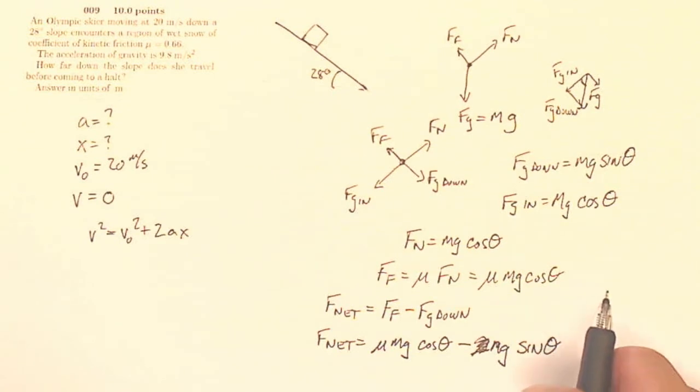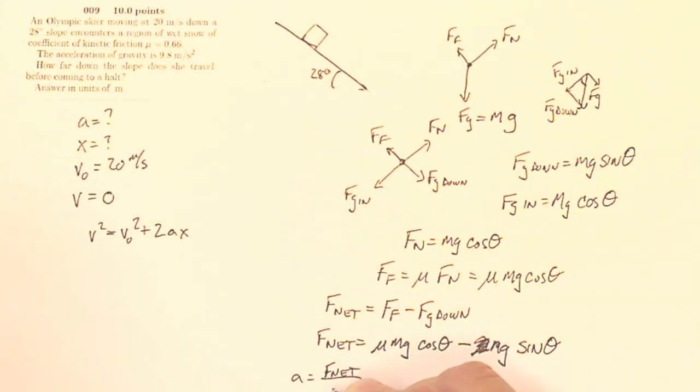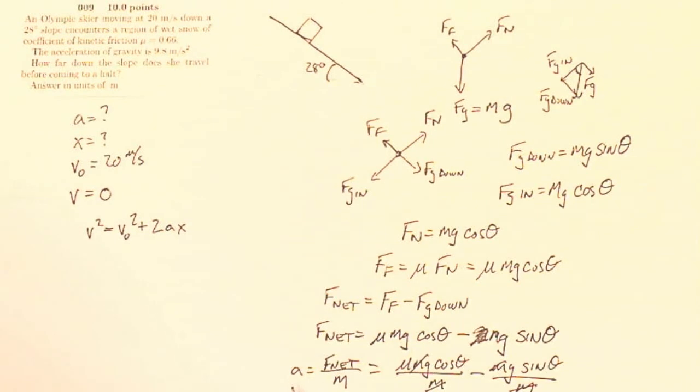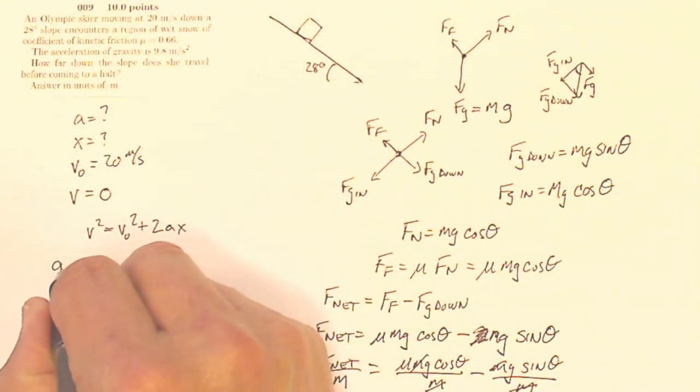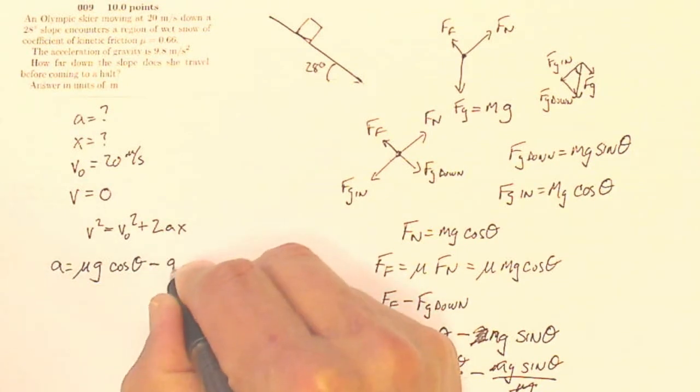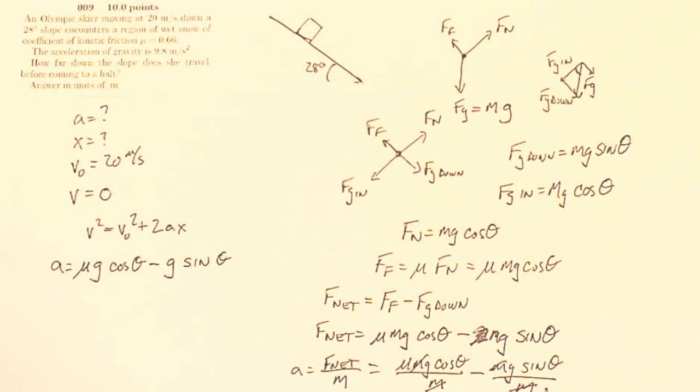What's my acceleration? Remember, my acceleration is my net force divided by my mass. So a is F net over my mass. Well, if I divide all of this by mass, it's mu mg cosine theta over m minus mg sine theta over m, and look what happens to the mass. It's up and down both places. So now I know my acceleration is going to be mu g cosine theta minus g sine theta. So over here, my acceleration is going to be mu g cosine theta minus g sine theta. That comes from all of this. So now I know my acceleration. Now I'm ready to plug that in here, solve for x. You're good to go.